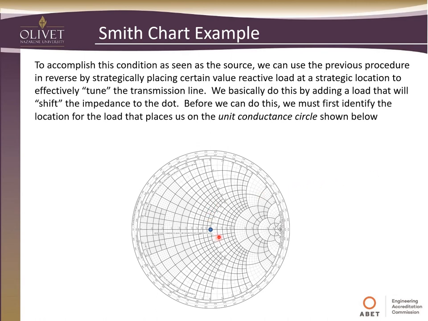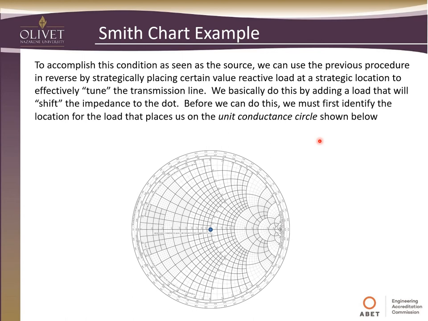So how do we get there? Well, to accomplish this condition, as seen at the source, we can use the previous procedure that we just saw in reverse by strategically placing certain values of reactive load at strategic locations to effectively tune the transmission line. So we do this basically by adding a load that will shift the impedance to that dot.